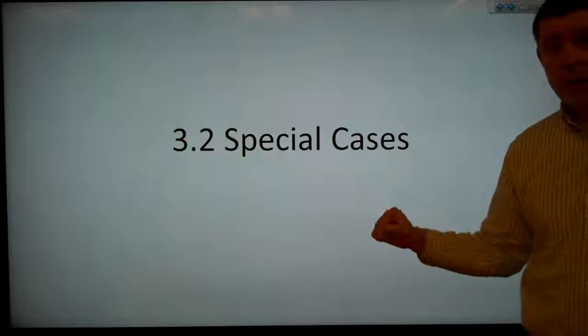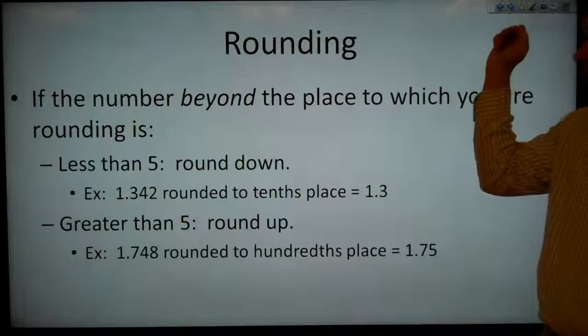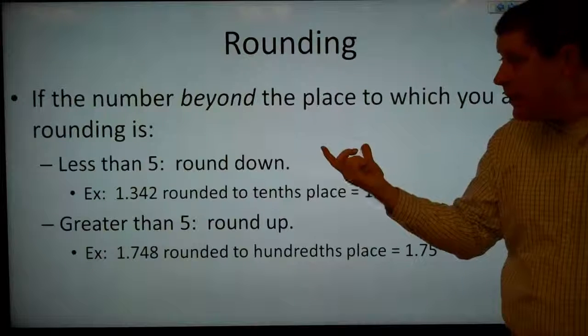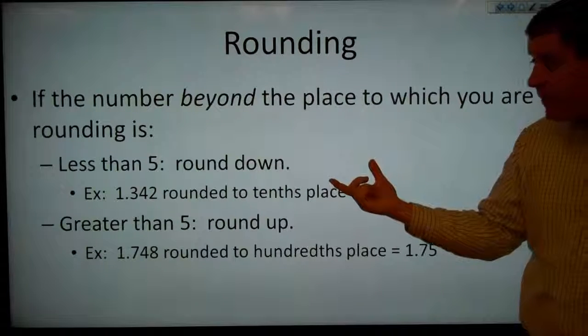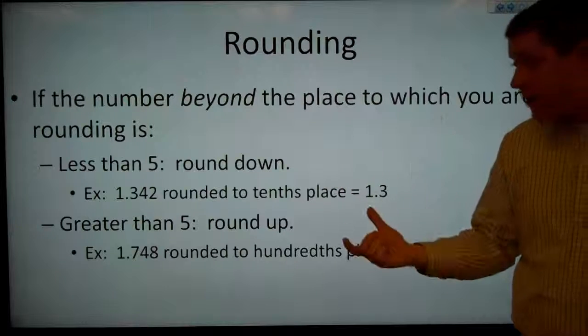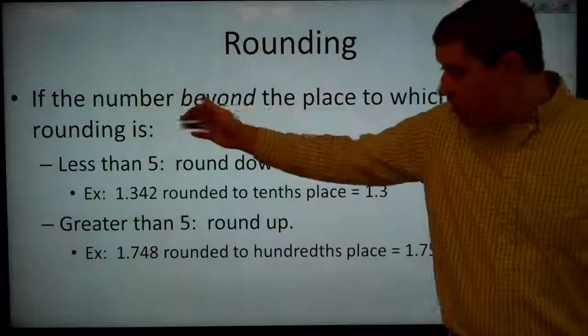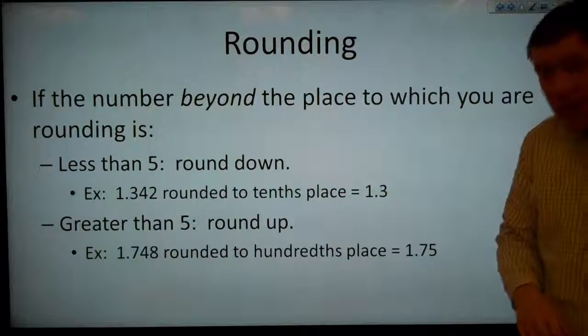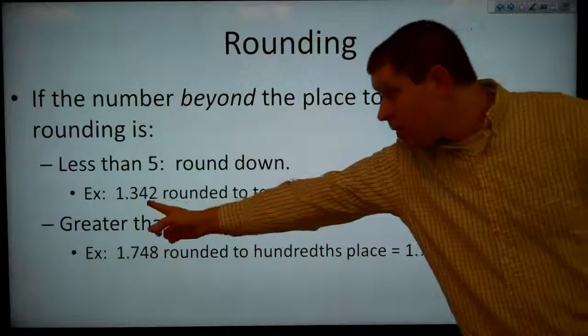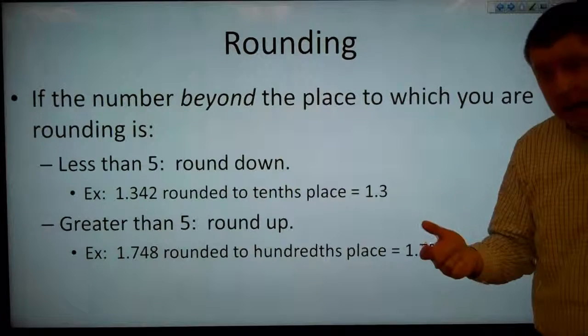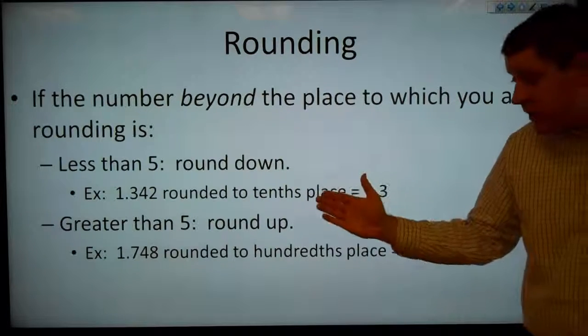Welcome to special cases. If the number beyond the place to which you are rounding is less than 5, then you want to round down. For example, 1.342 rounded to the 10th place. This is the place with the 3. We want to round down because 4 is less than 5. If it's greater than 5, then we round up.